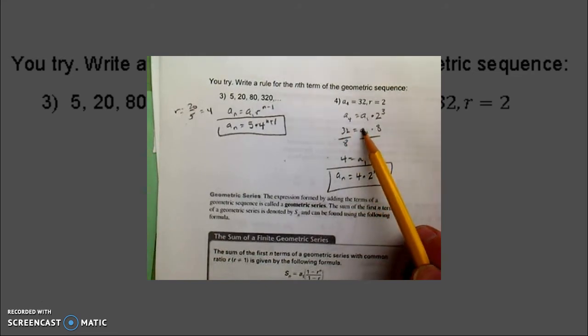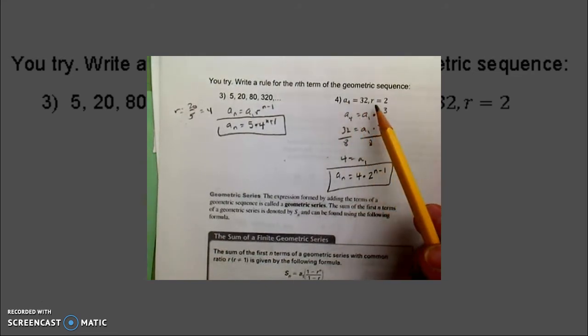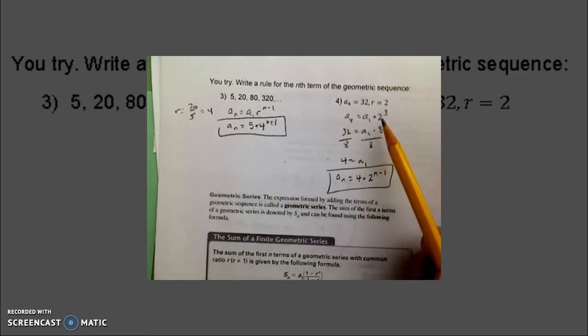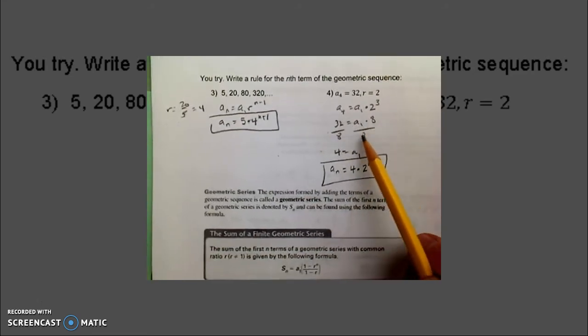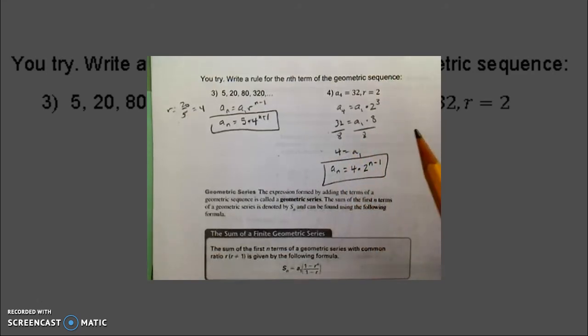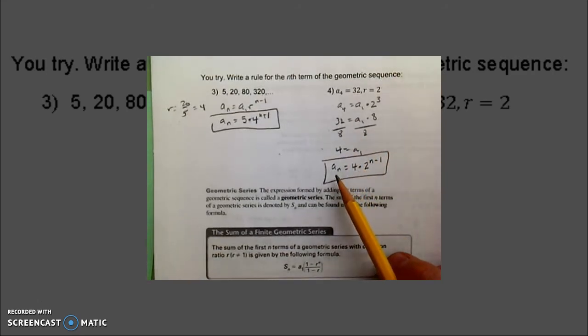A sub 1 we don't know. The ratio we're told is 2. And since this is a sub 4, n minus 1 gives us 3. So 2 to the third power is 8. Now I'm going to isolate a sub 1. Divide by 8 on both sides, and I find out that our first term, a sub 1, is 4. Great. Now I can write my general form. A sub n equals 4 times 2 to the n minus 1 power.